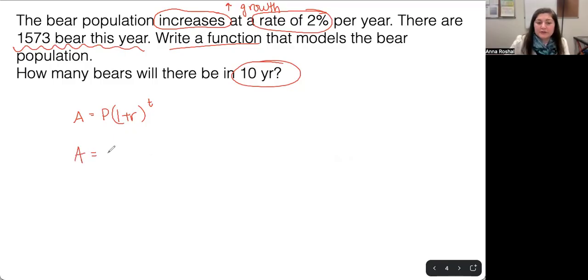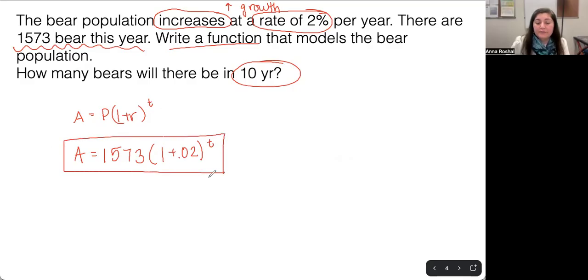So I know my function is going to be A equals, or you could do Y equals, 1573 times 1 plus 0.02 to the t power. This is my function. Then you're being asked what's going to happen in year 10. So I'm going to take 1573 times 1.02 to the 10th power, and I'm going to solve that.